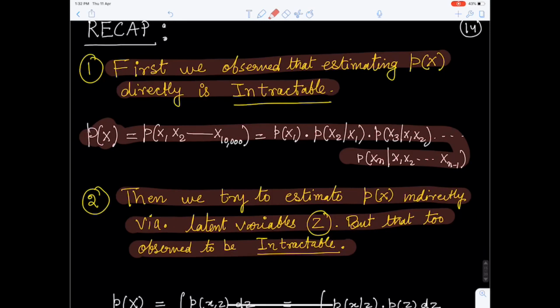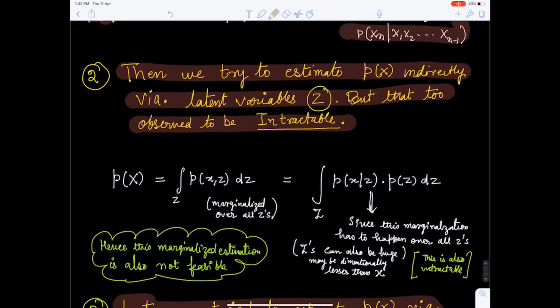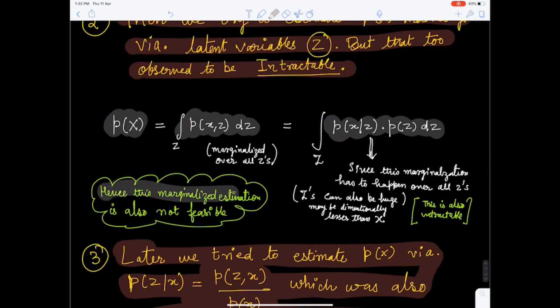Then we tried to estimate our probability of X indirectly via latent variable Z. But that too was observed to be intractable. Why? Because the dimensions of the X's are very big. So I said, can we find this joint probability distribution, but it again has to be marginalized over all of your Z's. And again we said that sir, it's not possible. Hence this marginalization estimation is also not feasible.